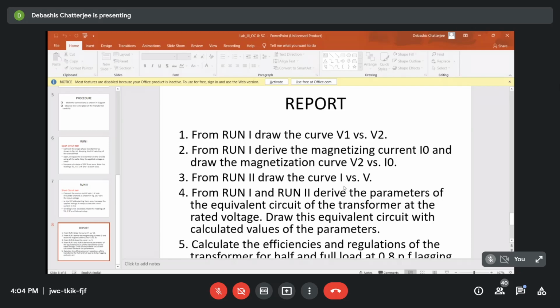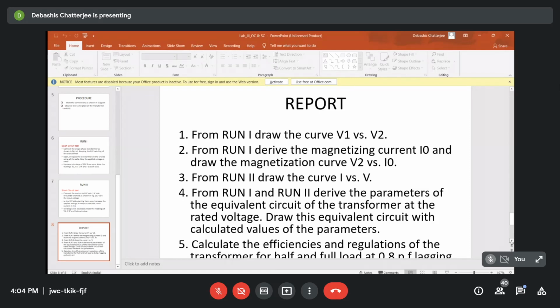Now for run 2, draw the curve V versus I. That means input voltage versus input current. This is the short circuit characteristics. The first one will give you the open circuit characteristics. From run 1 and run 2, derive the parameters of the equivalent circuit of the transformer at rated voltage. Draw this equivalent circuit with the calculated values of the parameters.